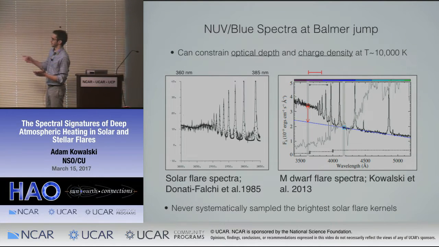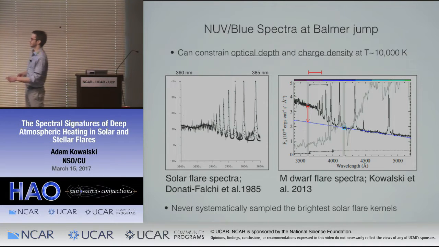and then one of an M-dwarf flare on the right. The wavelength range of the solar flare spectrum is shown as the red bar at the top. So for M-dwarf flares, we have a much broader wavelength characterization. And so we can understand observationally, at least, the continuum emission much better than, for example, with an HMI intensity.